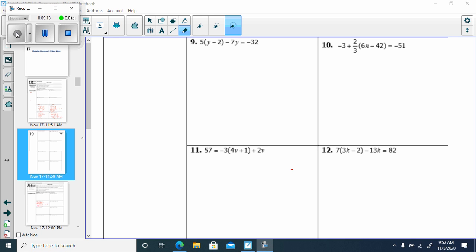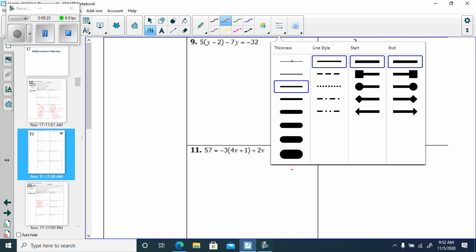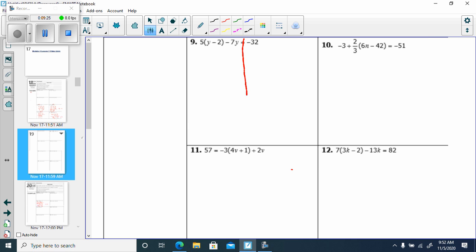Number 9. If we look at this, and we're trying to solve for y, what we notice is that this front side is not simplified. We need to get it as simple as possible. First, let's take care of the distributive property. 5 times y is 5y. 5 times negative 2 is negative 10. Minus 7y equals negative 32.